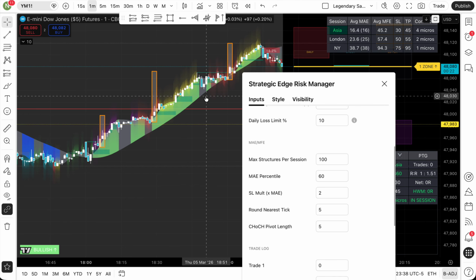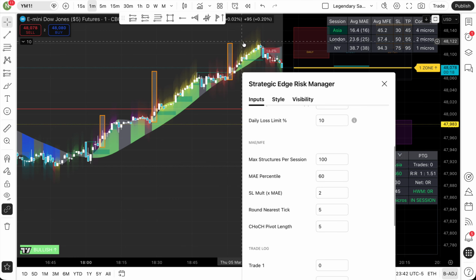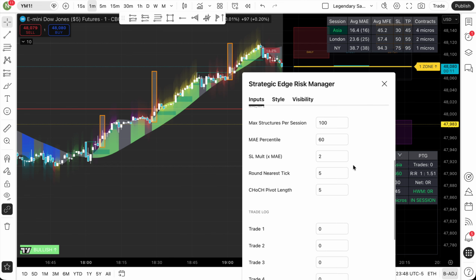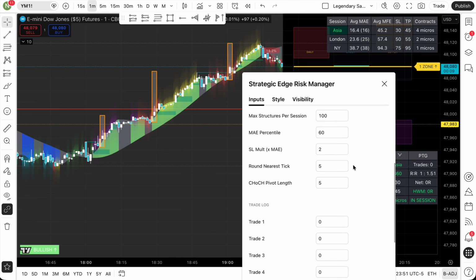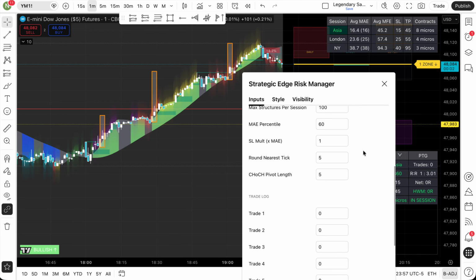some sort of pullback scenario where I'm seeking to give myself a more favorable entry, what if from the second I push enter, it just goes against me? You can give yourself a little bit more breathing room if you want. Don't necessarily think it's necessary. I keep that at one personally, but it's all customizable for your tastes.